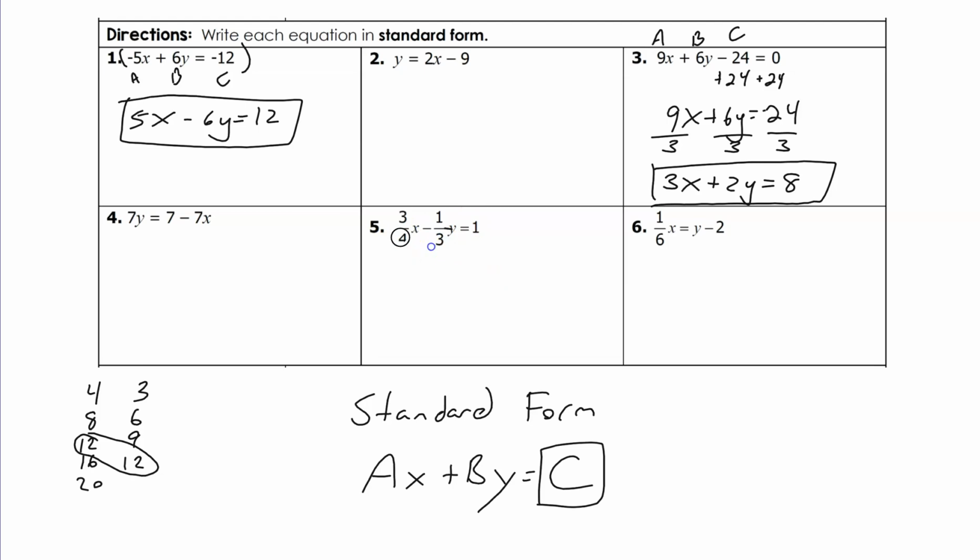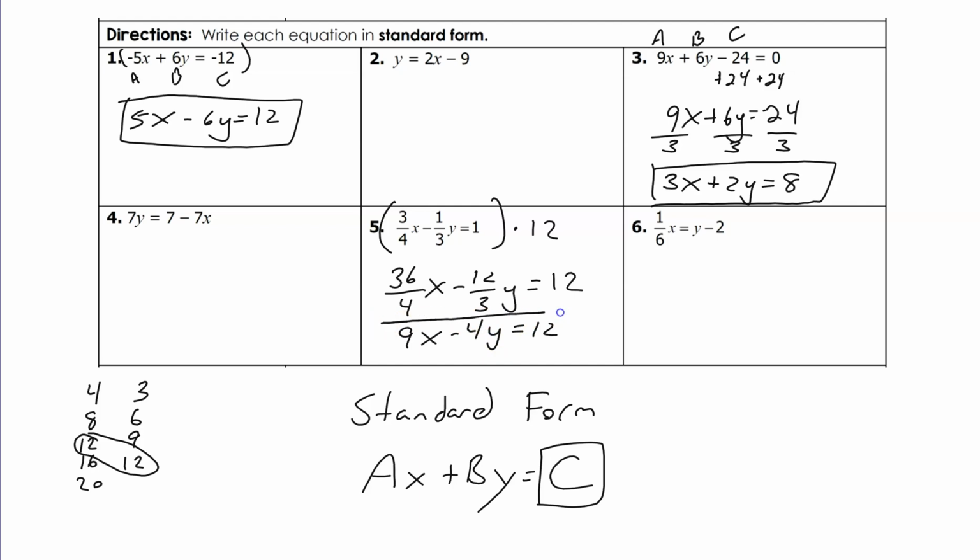Actually, we're going to go a different way. What I'm going to do is just multiply by that least common multiple. I think this will make it easier. So 12 times 3, that's 36 divided by 4, x. 12 times 1, divided by 3, y, and 12 times 1 there is 12. Now 36 divided by 4 gets us 9. 12 divided by 3 is a negative 4, and that 12 is left over.